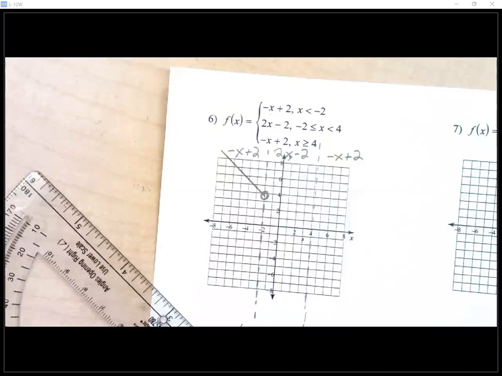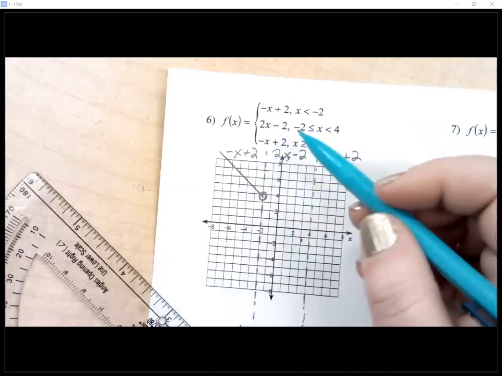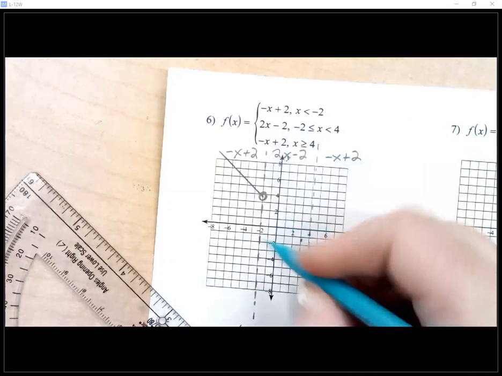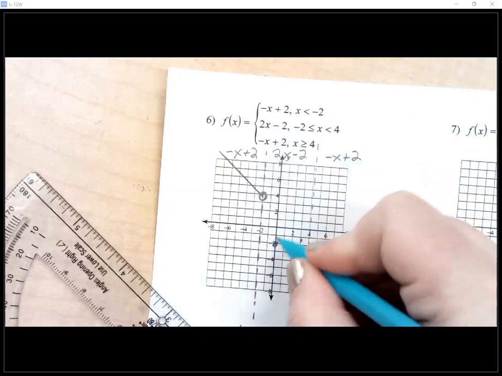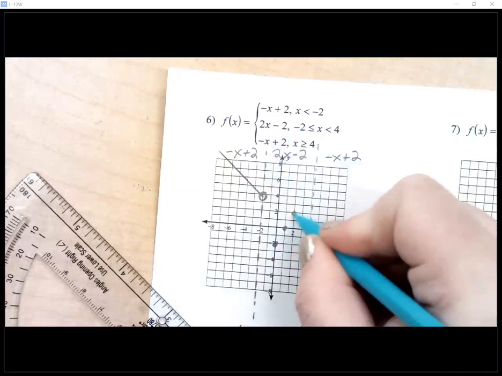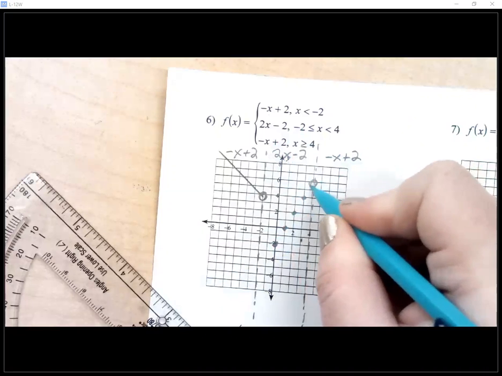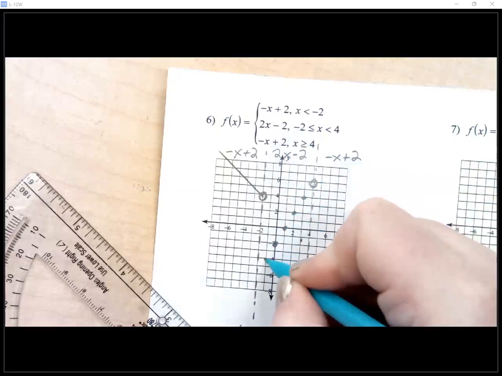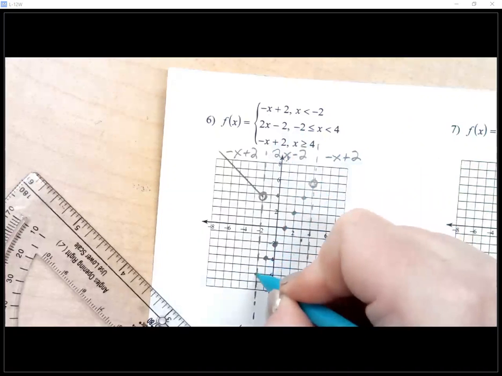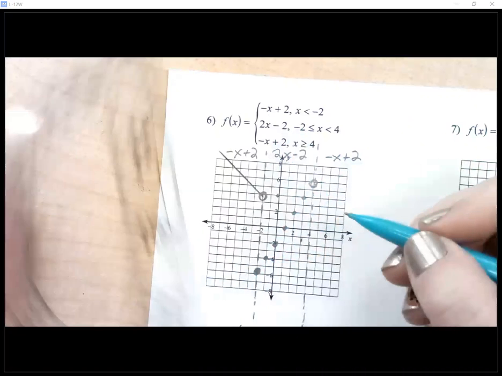All right, now I'm going to graph the middle one. The middle one should be easy because that is the region that I normally graph in. So I'm going to start at -2, follow that slope up 2 over 1. When I hit on this side, I'm going to be open. When I hit on the left-hand side, I'm going to be closed, right? So just connect those dots.